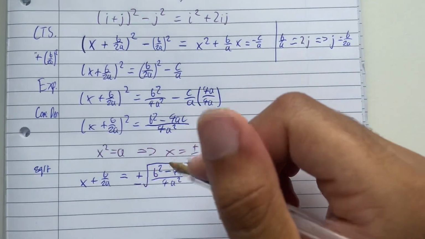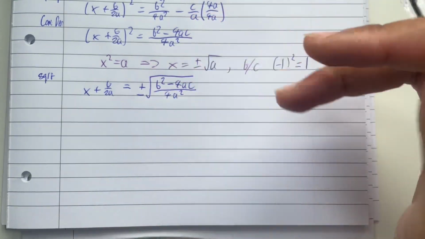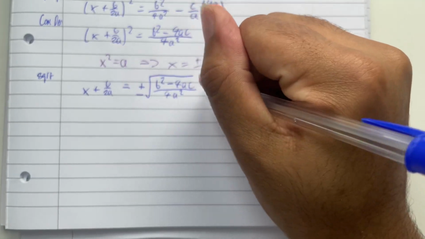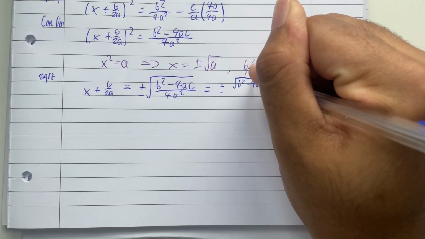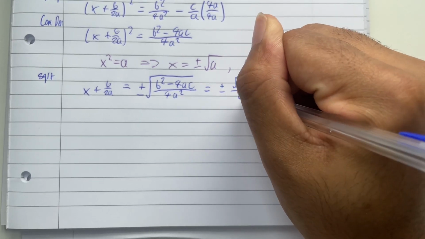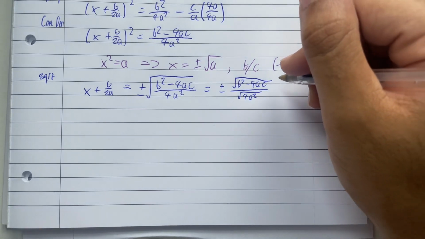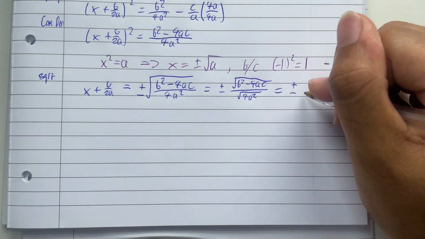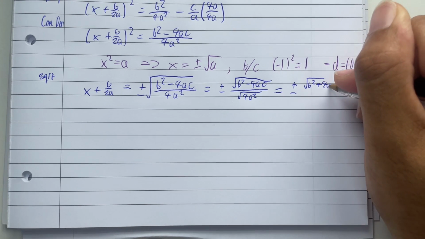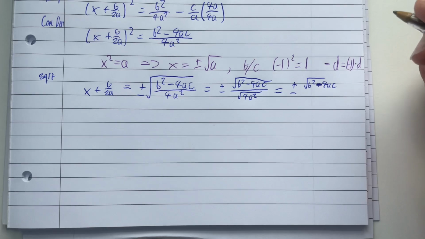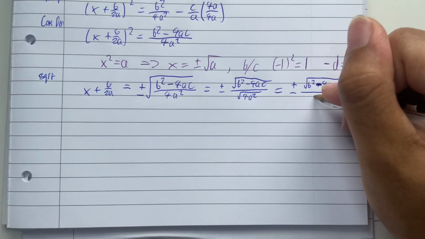Now, if you remember how to use your indices, then we are allowed to just split this into plus or minus square root of b squared minus 4ac all over square root of 4a squared, which is of course plus or minus square root of b squared minus 4ac. Sorry, that is supposed to be a minus, please remember. The square root of 4a squared is just 2a.